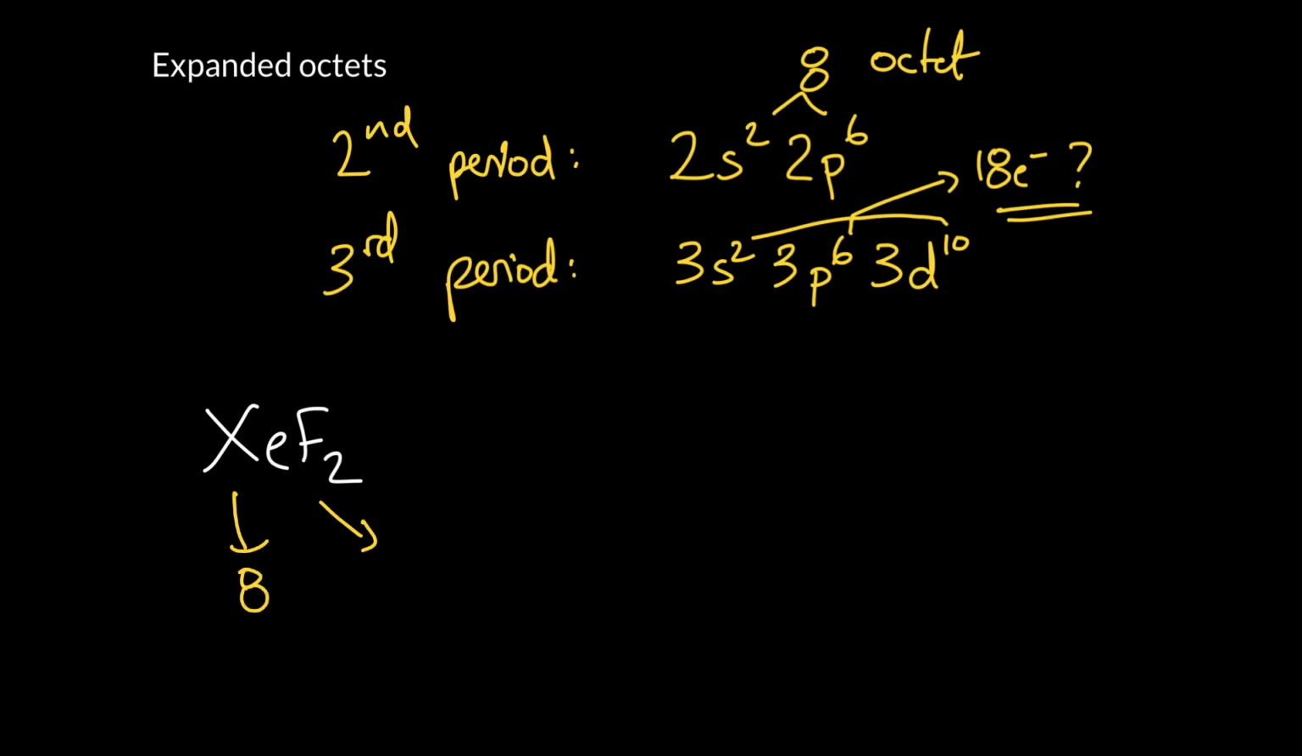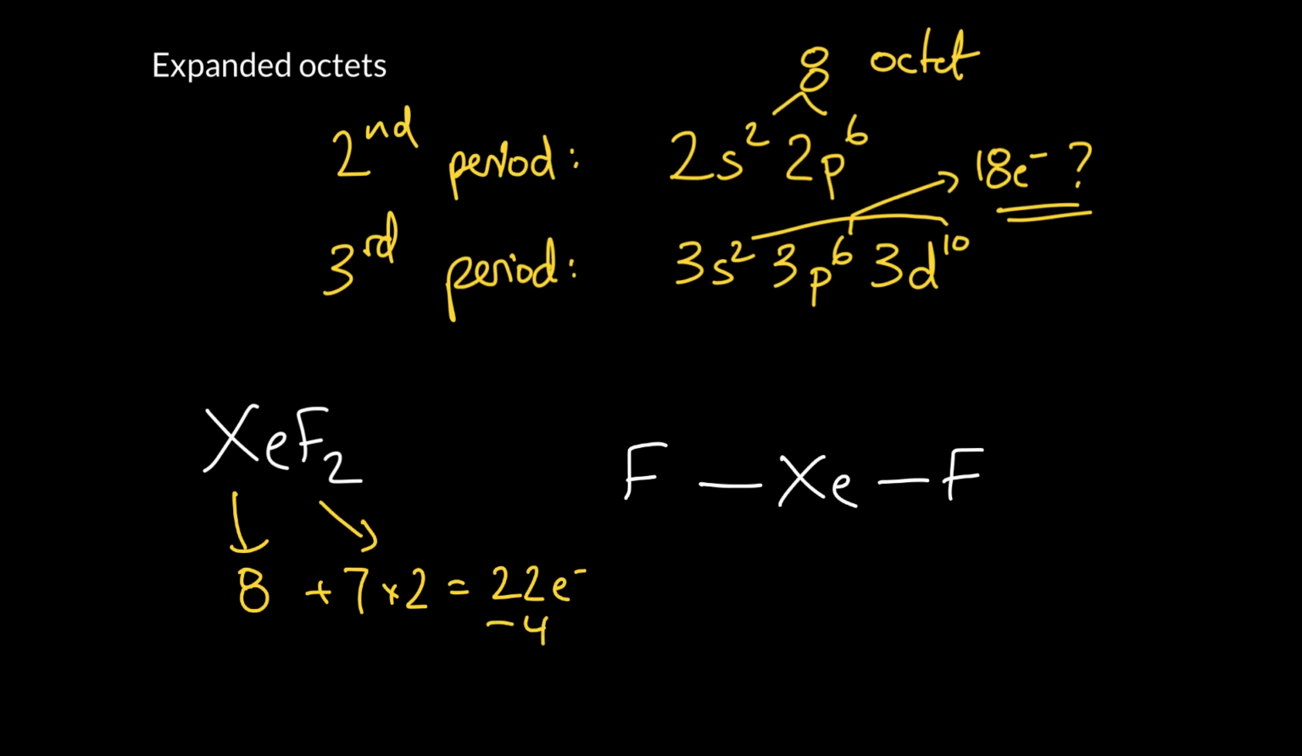Xenon's in group 8, fluorine's in group 7. There's 2 of them, so that's 14 plus 8. That's 22 electrons. Gosh, I tell you, mental math is really tough on me sometimes. We can draw a structure. We put the xenon in the center, the fluorine on the outside, electronegative atoms go on the outside, the lower electronegativity ones on the inside, and that uses up a total of 4 electrons, giving us 18 left.